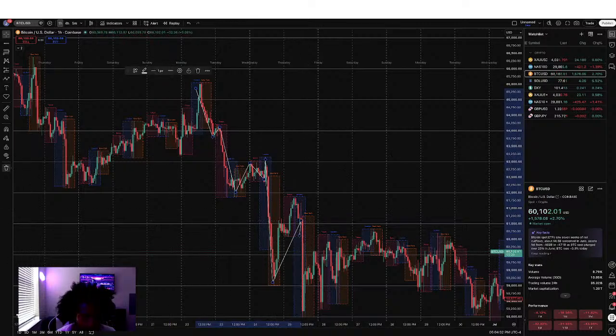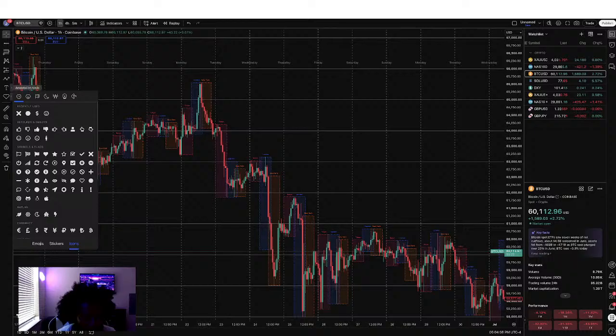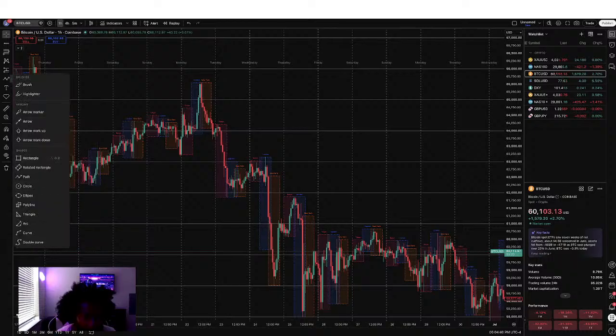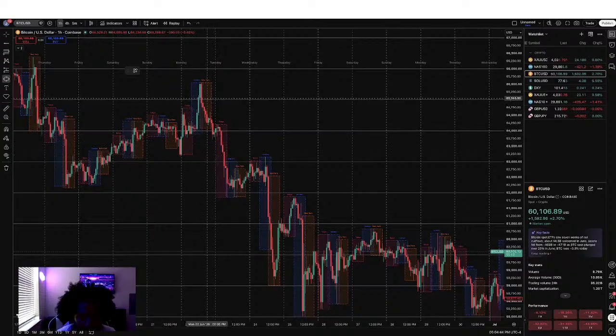So for example, one entry that we could have had for Bitcoin right here on a Monday morning: you can see price went up, came back to reclaim this level, and retested right here. So we could have had a sell entry off of this level, which is the 65,000 level.